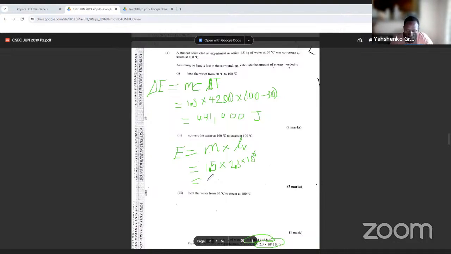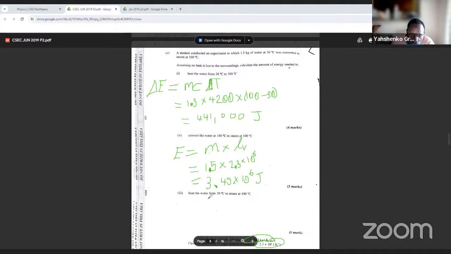And this is going to be equal to 3.45 times 10 to the 6 joules of energy. You see how much energy that is? 3,450,000 joules of energy is required to change the same amount of water from liquid to steam. You see that? Anyway, let's keep going.